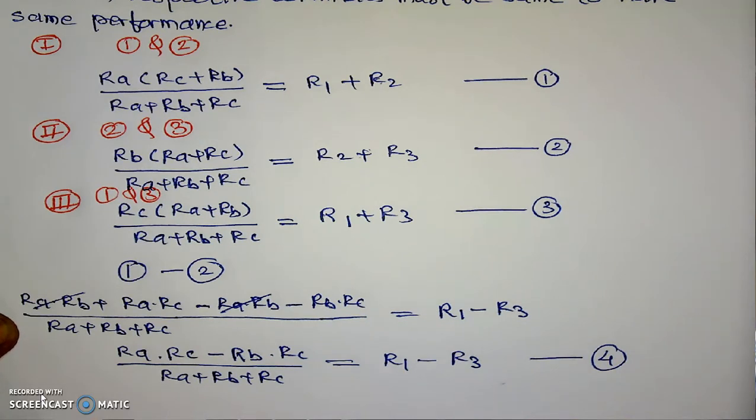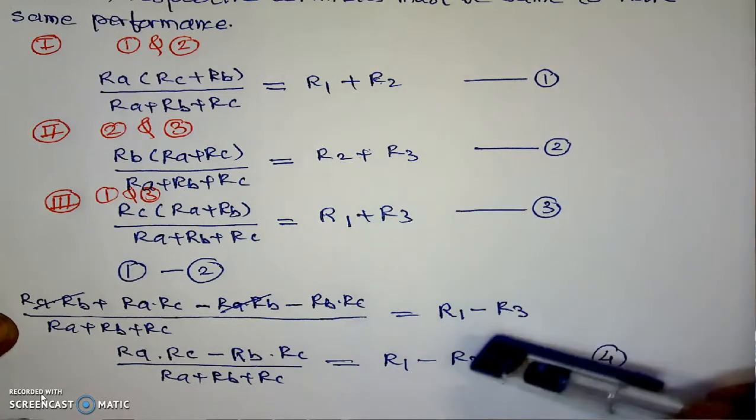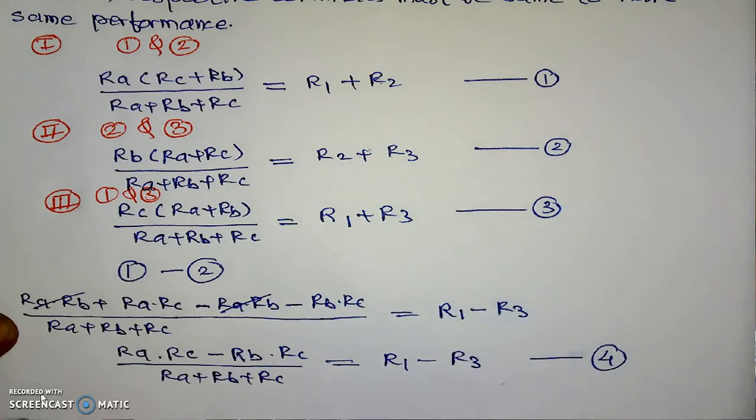If we have equation number 1 minus equation number 2, then we will do the addition of equation number 3 and 4. If we are doing this addition, then R3 will cancel out and we will get the value of R1. So in this particular case we are adding equation number 3 and equation number 4.